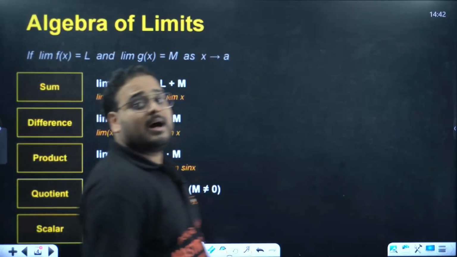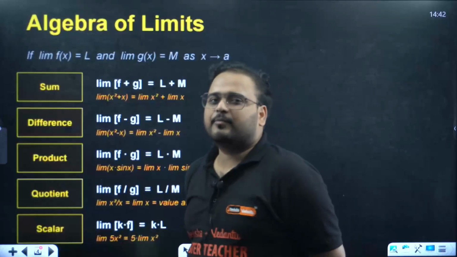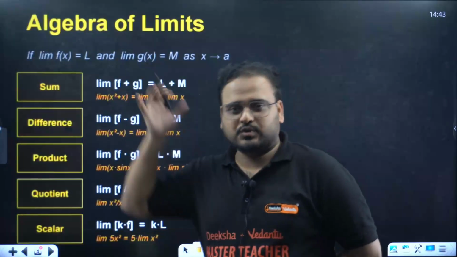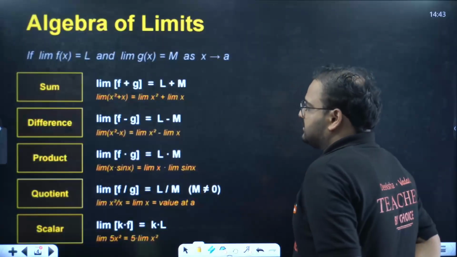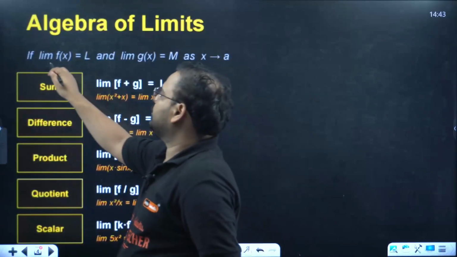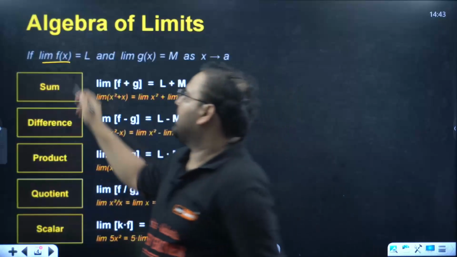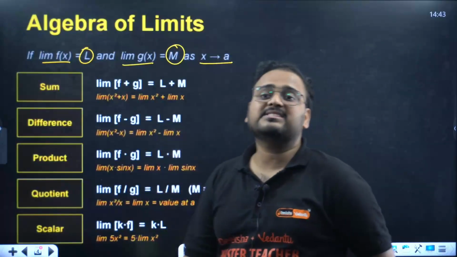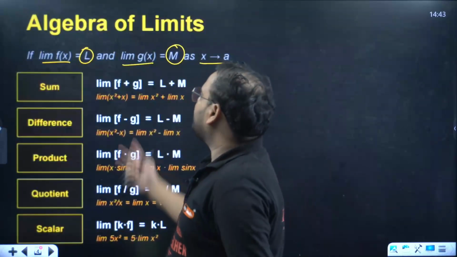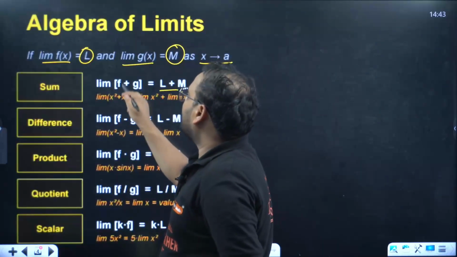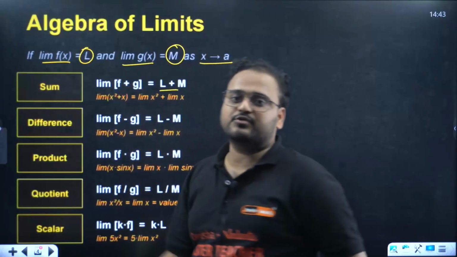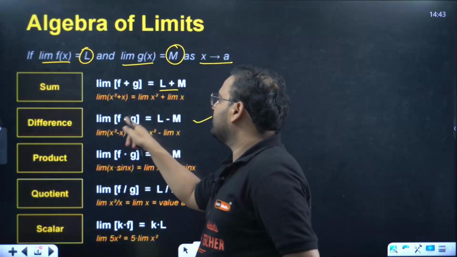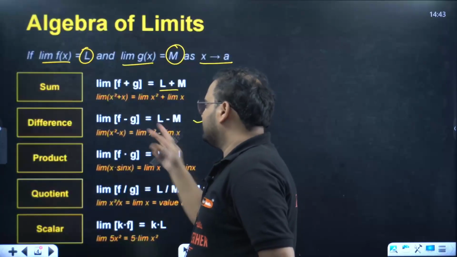All right, algebra of limits, right? You must have recently learned algebra of continuity, and algebra of derivatives also. In the same way we have algebra of limits. If the limit of the function f(x) is L and the limit of the function g(x) is m as x tends to a, then for f plus g, you can operate on the limits separately, and the answer will be L plus m. The same goes for the difference: limit of f will be L, limit of g will be m, giving L minus m.